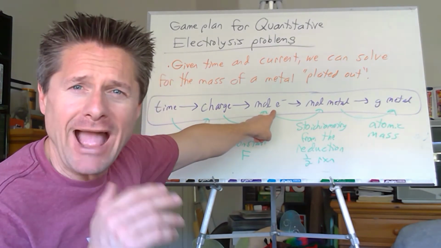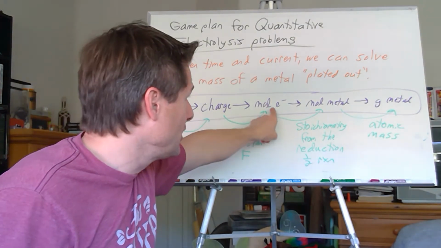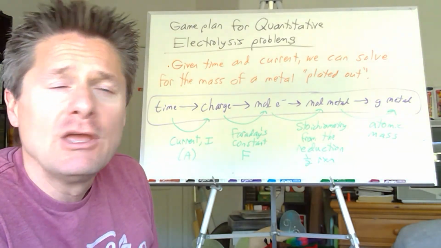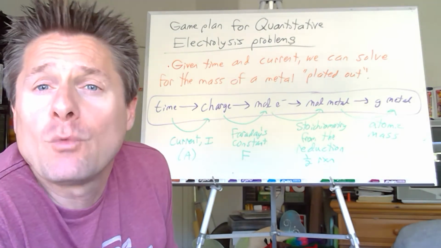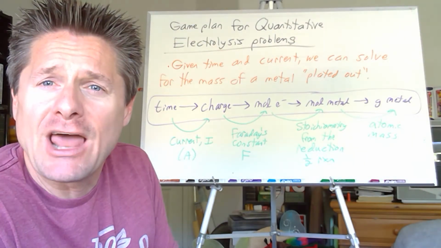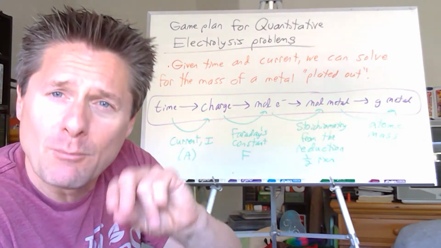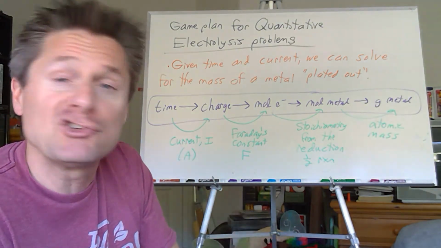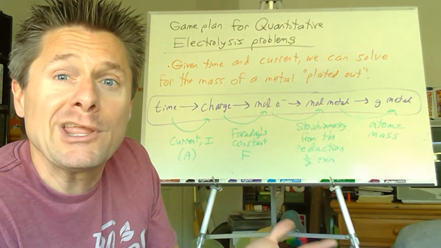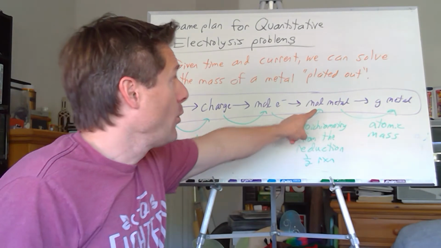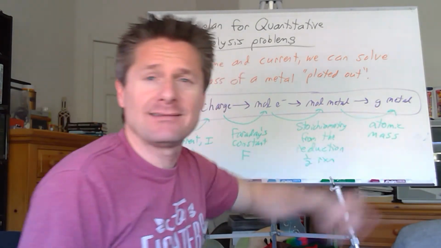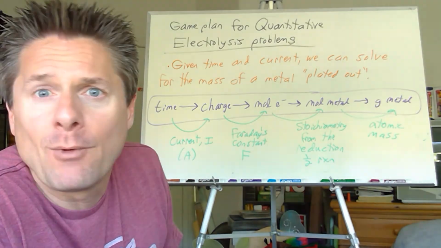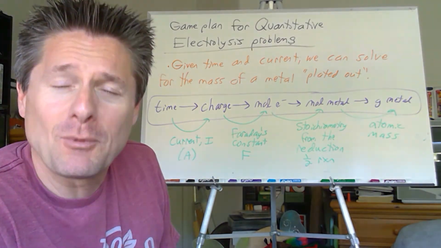Then you look at the reduction half reaction, and you can convert from moles of electrons to moles of that particular metal. It might be a 1-to-1 mole ratio, 2-to-1, 3-to-1. It just depends on the charge. If it's aluminum plus 3, that'll be a 3-to-1 ratio, 3 moles of electrons to 1 mole of aluminum. If it's silver plus 1, it'd be a 1-to-1 mole ratio. If it's copper plus 2, it'd be a 2-to-1 ratio. Pretty easy to tell from the half reaction. Once you have the moles of metal, just use the atomic mass to figure out how many grams you got, or milligrams or nanograms or whatever units your professor wants.